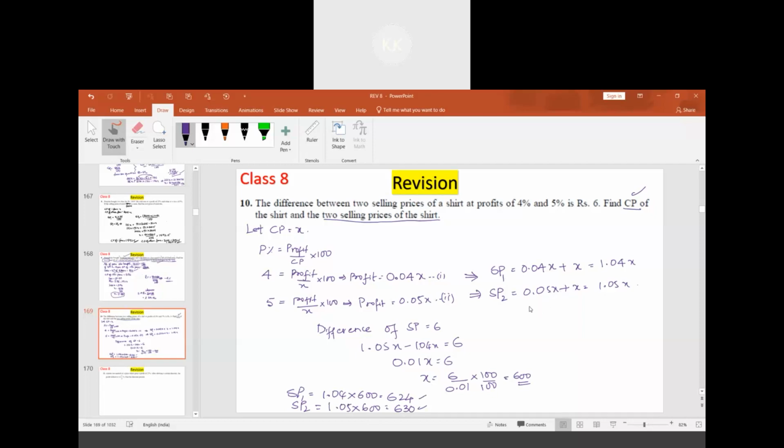Isn't it easy? For the first shirt, this; for the second shirt, this. You can mention like that so that there is no confusion.